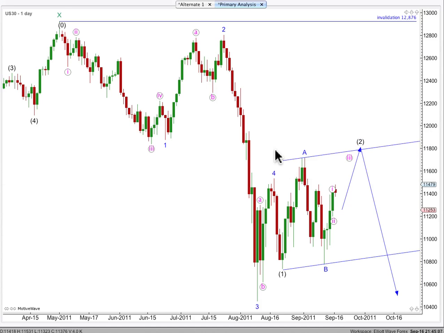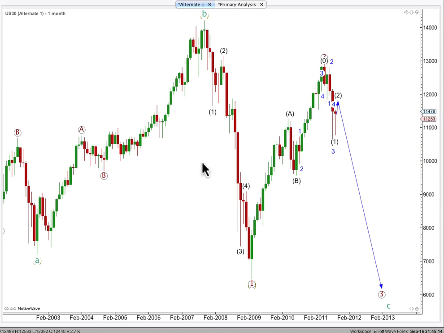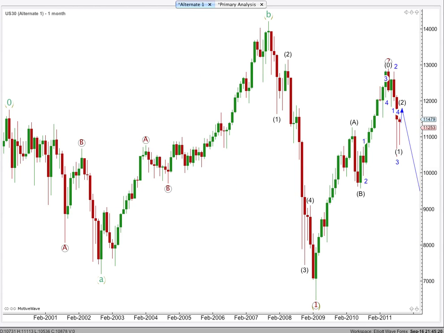I'm going to have a look at my alternate analysis now. This is on, let's go to a monthly chart to start with this one. It's also possible, just going back a little, this is where it starts.